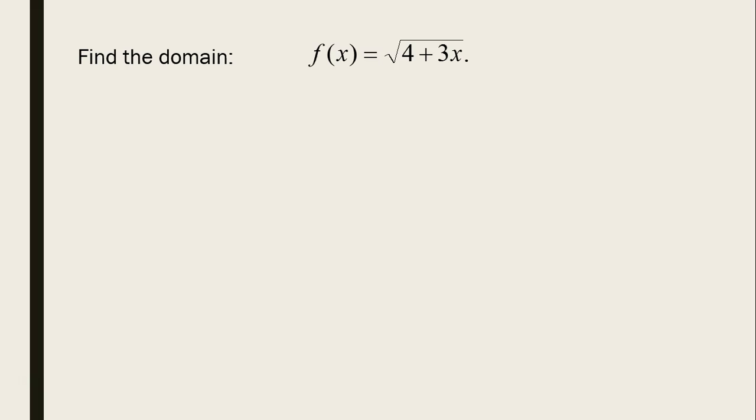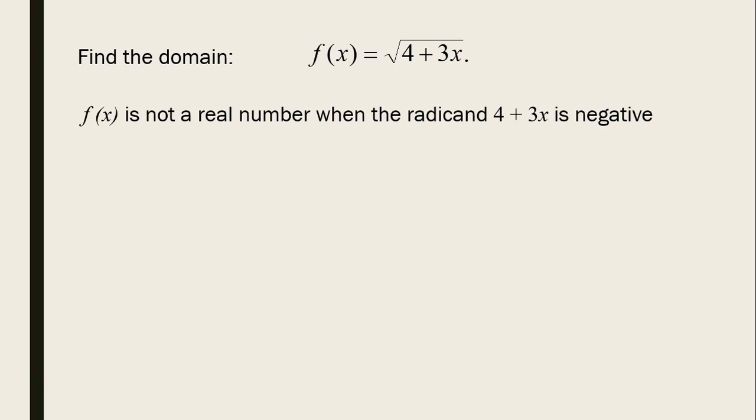One last problem. Let's find the domain of this square root function. Well, one thing we know about square roots is that we do not want the number underneath that radical sign to be negative, because if that happens, we have imaginary numbers. So the function isn't real when the radicand, that's the 4 plus 3x, is negative. So we have to make sure that the 4 plus 3x is not negative, which means it needs to be 0 or bigger.